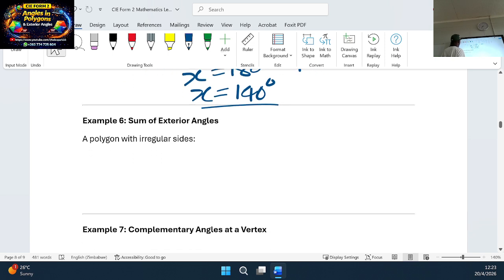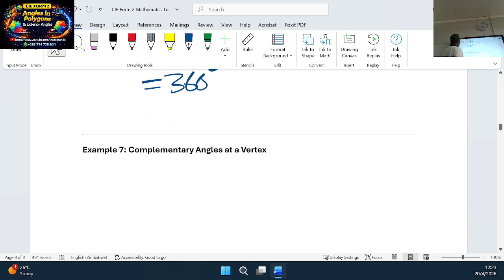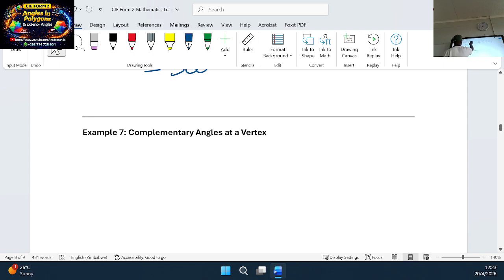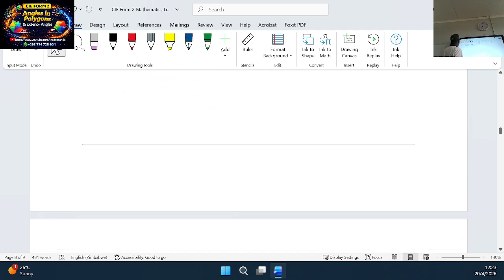Still moving on, sum of our exterior angles for a polygon with irregular sides. Well, the sum of exterior angles is always 360 degrees. Next, complementary angles at a vertex. I think here we want supplementary. We're saying they add up to 180 degrees, because they are formed on a straight line.